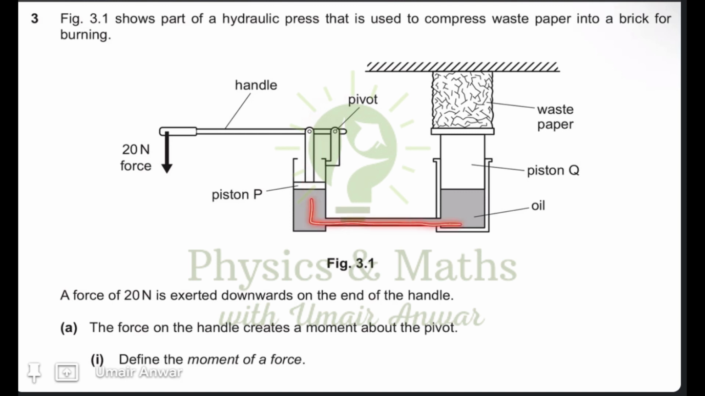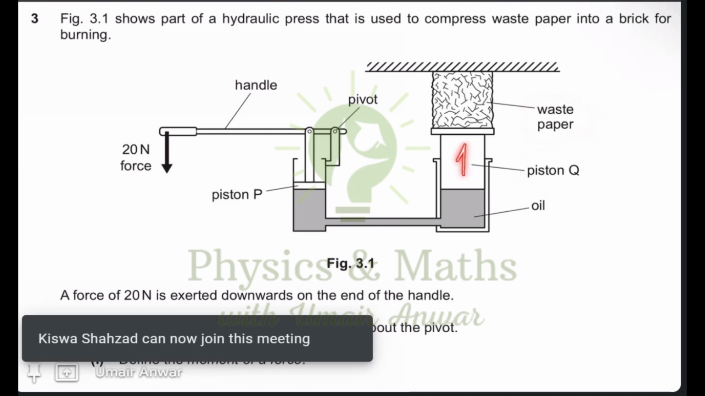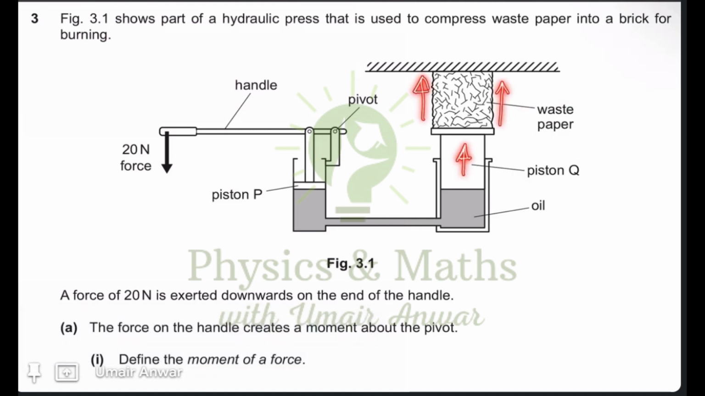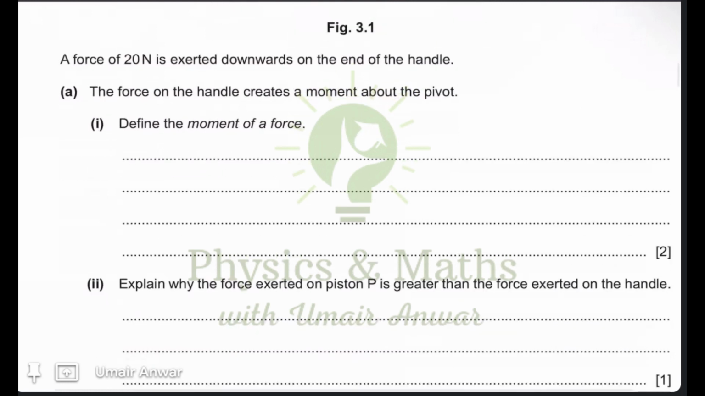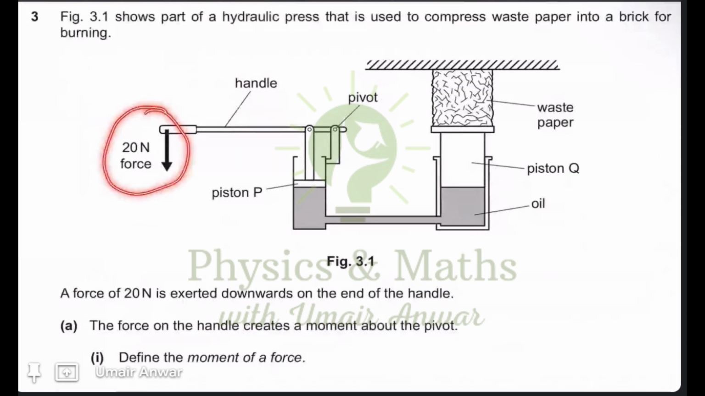Then this oil would carry the pressure to the other piston, and this is the second piston, piston Q, and above this piston the waste paper is present. So when the pressure is coming to this piston, it is going to press this waste paper, and in this way the waste paper would be converted into a brick for burning. Now the question says a force of 20 Newton is exerted downwards on the end of the handle. So we are applying a force of 20 Newton downwards on the end of this handle.